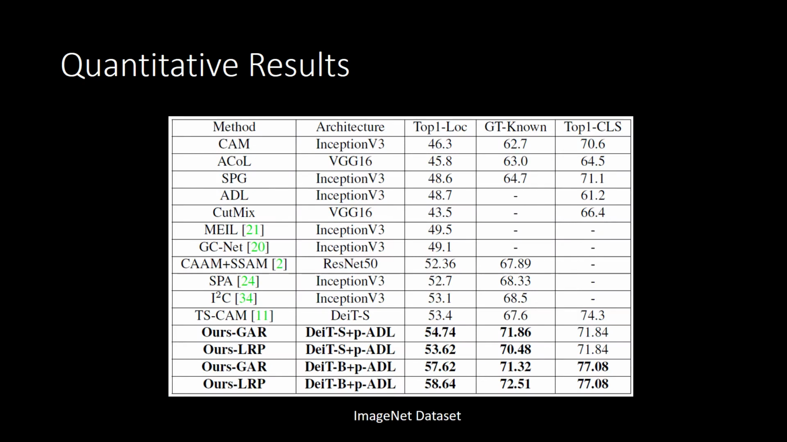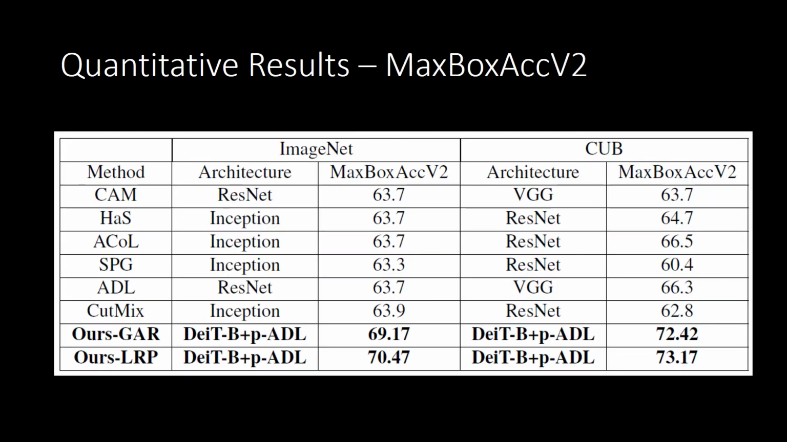We compare against other state-of-the-art methods in WSOL on the ImageNet dataset. We achieve the best scores in all the metrics. Here we compute MaxBoxAcc V2, which is a better measure of localization for both datasets. We achieve a large boost over previous methods.